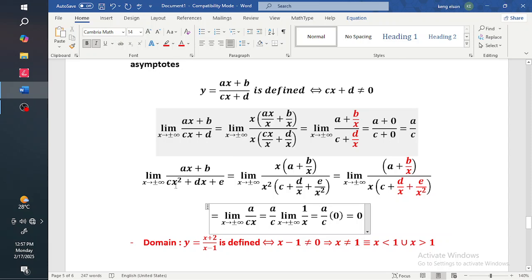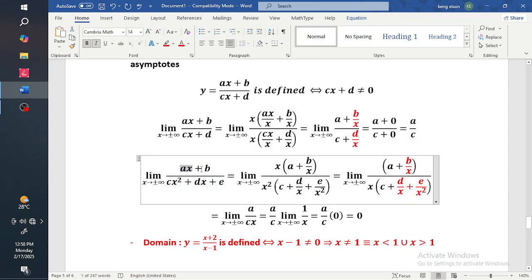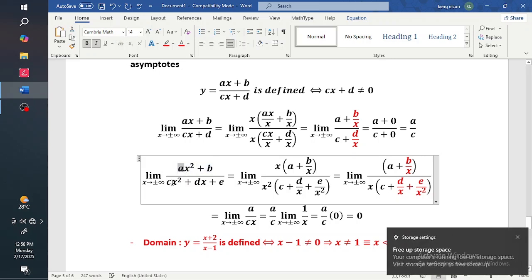So you see that when the degree of the denominator is higher than the degree of the numerator, the answer is 0. If they have the same degrees, if here was also quadratic, the answer is just going to be the ratio of the coefficients of the highest power of x in both. So if here was ax squared, my answer would be a divided by c.